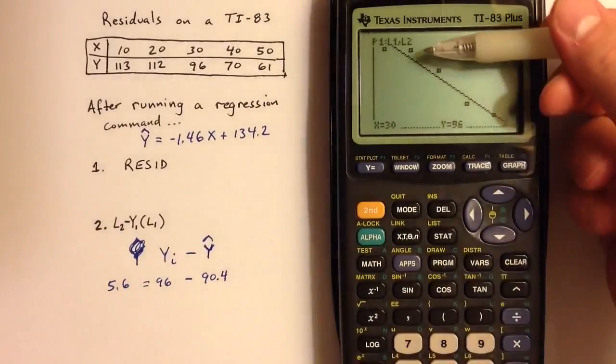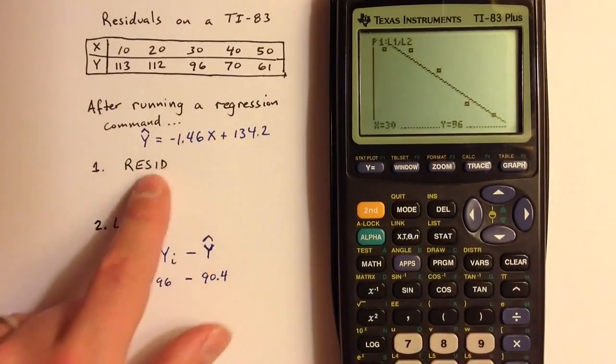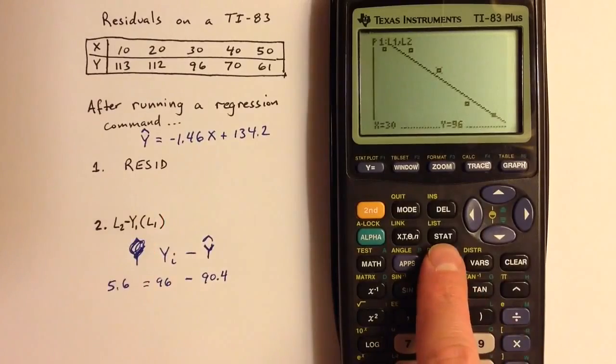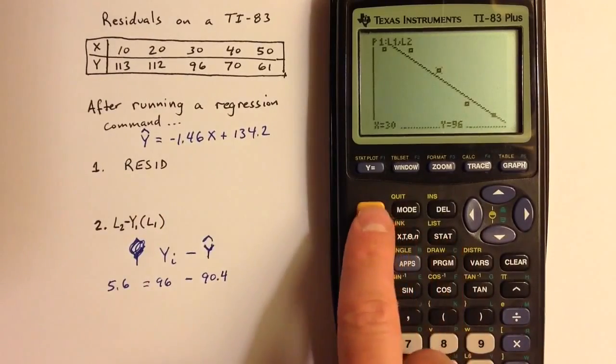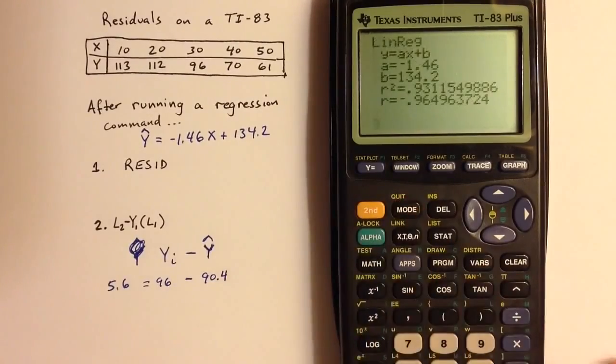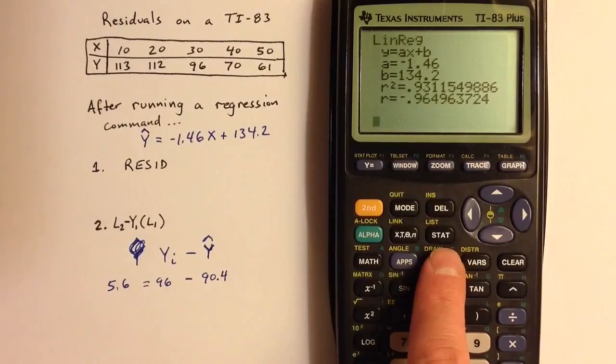Well, each of the data points has a residual, and in the process of regression, your calculator stores them in a special list called RESID. And that list we can access from the List menu. Let me go back to the home screen first. So I'm going to quit. I'm going to hit second and then the Mode key to get back to the main calculation screen.